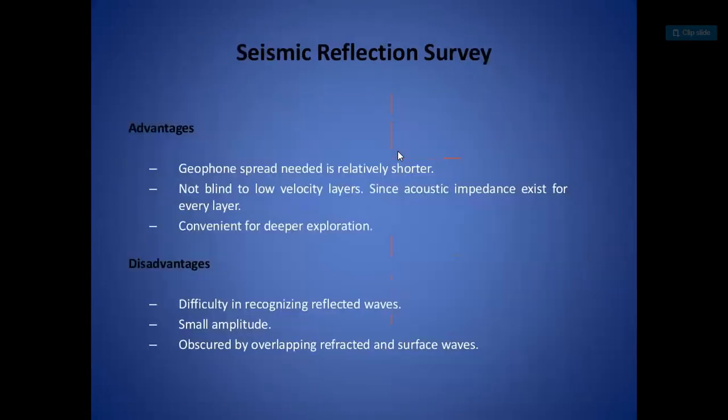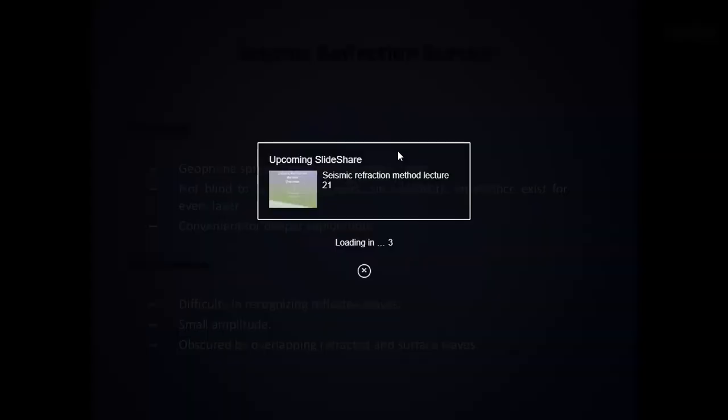So, seismic reflection surveys. Advantages: the geophone spread needed is relatively shorter, not blind to low velocity layers since acoustic impedance exists for every layer, convenient for deeper exploration. Difficulty: recognizing reflected waves, which have small amplitude and are obscured by overlapping reflected and surface waves.